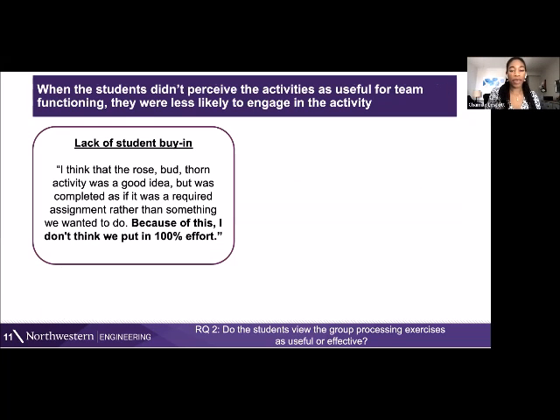And we can look at some of the responses to learn a little bit more about this engagement issue. So when the students didn't perceive the activities as useful for team functioning, they were less likely to engage in the activity. The first response here was, I think that the rosebud thorn activity was a good idea, but was completed as if it was a required assignment rather than something we wanted to do. Because of this, I don't think we put in 100% effort. And so you see a lack of student buy-in with the exercises just generally because they were required.